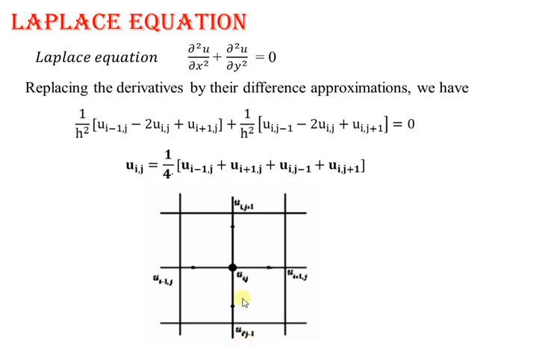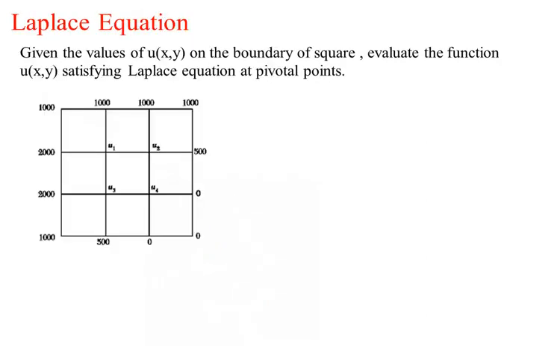So as we observe, to calculate this u i comma j value, we require these 4 rhombus terms. Using this formula, we can solve the Laplace equation and get the intermediate values in the closed region. So let's solve one numerical on this Laplace equation.